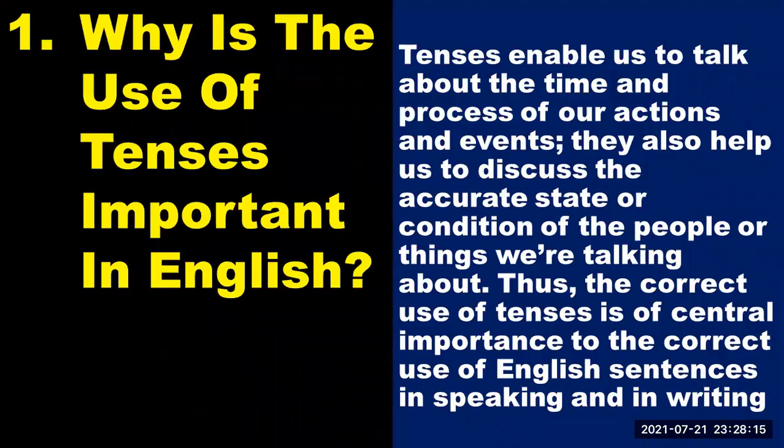Now, why is the use of tenses important in English? This is quite obvious. It is because tenses enable us to talk about the time and the process of our actions and events. Tenses also help us to discuss the accurate state of things or the condition of the people or things we are talking about. Therefore, the correct use of tenses is very important. It's of central importance to the correct use of English sentences, both in speech and in writing.